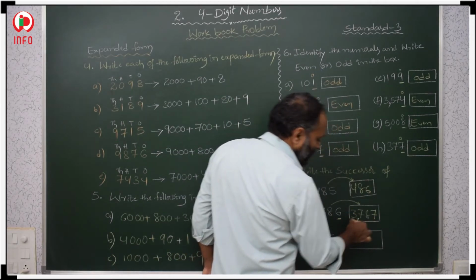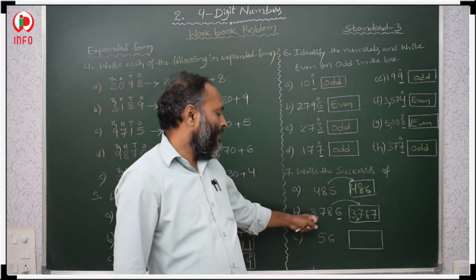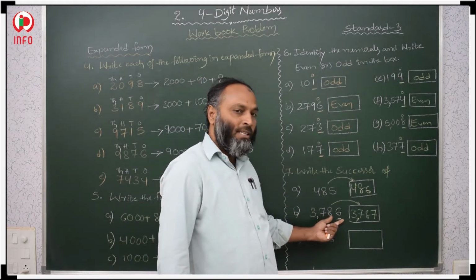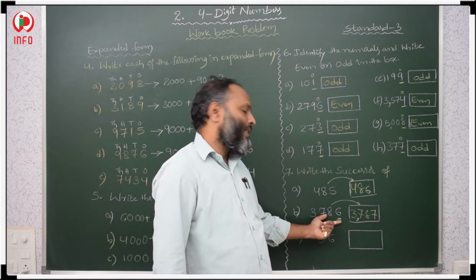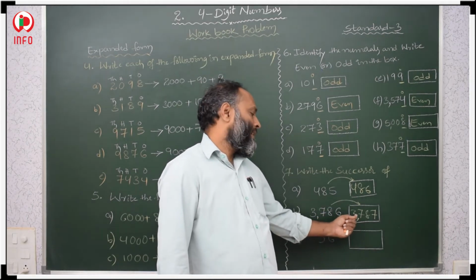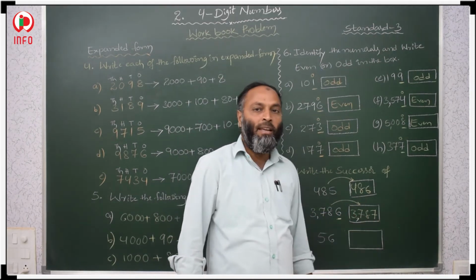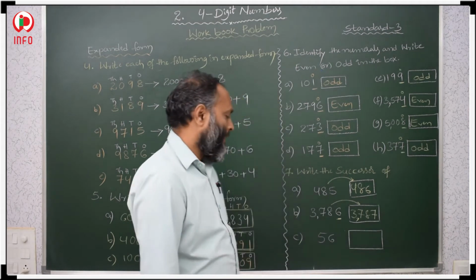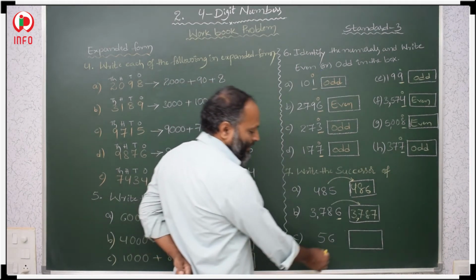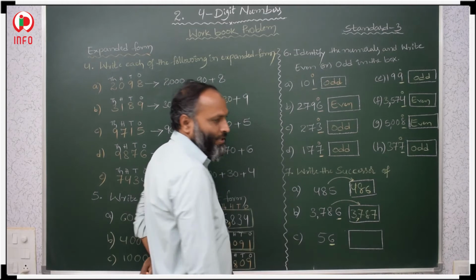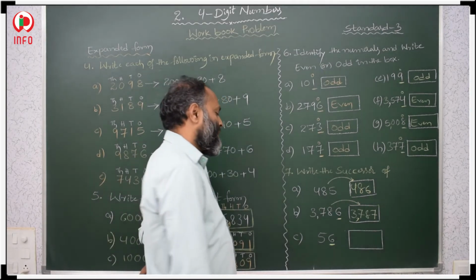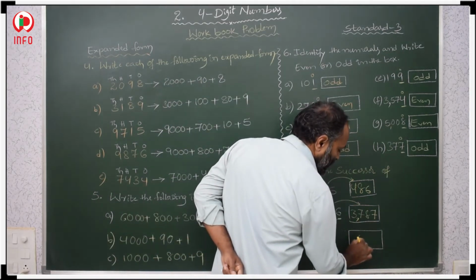3786. The successor of 3786 is 3787. Next, 56. The successor of 56 is 57. The successor of 6 is 7 and 5 stays as it is.